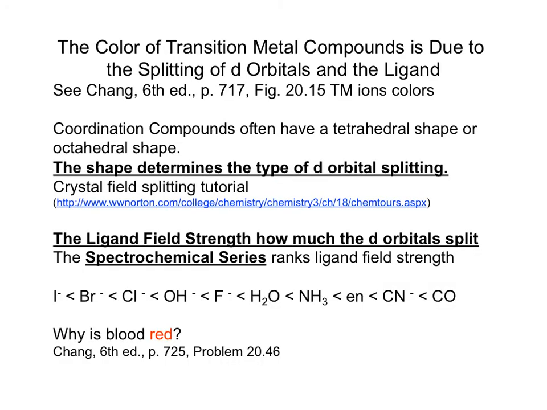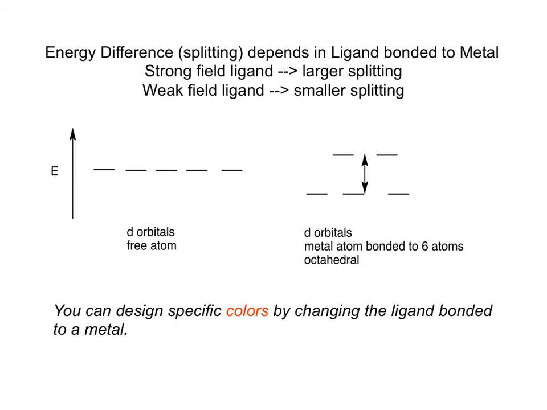Coordination compounds are colored because of the d orbitals and because of the atom called the ligand bonded to the metal. When you have a transition metal all by itself, d orbitals are all the same energy. When a transition metal bonds to 6 ligands in an octahedral shape, 2 of the d orbitals go higher in energy, 3 of the d orbitals go lower in energy.